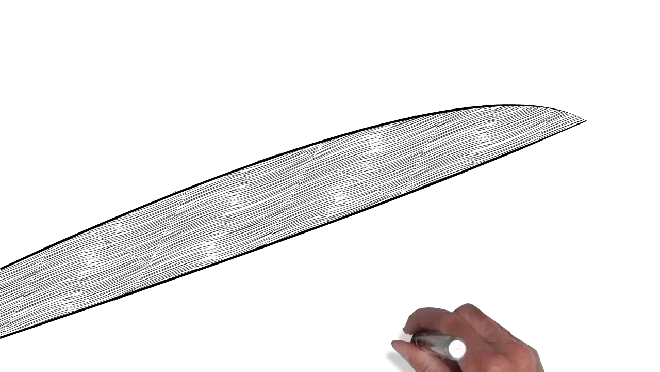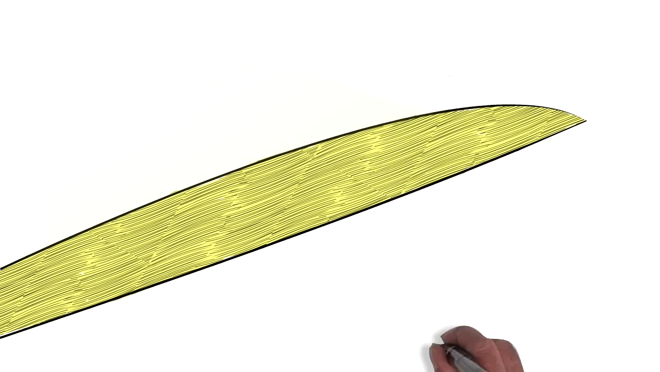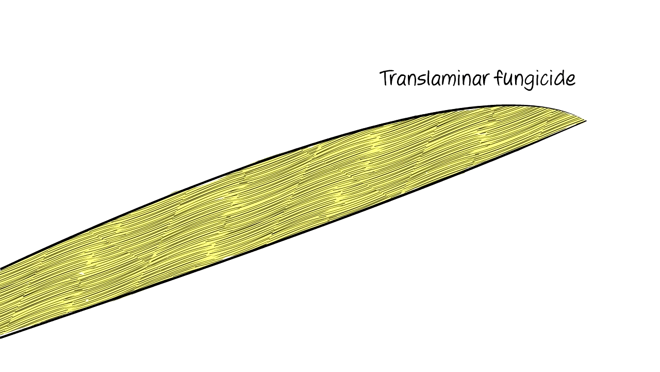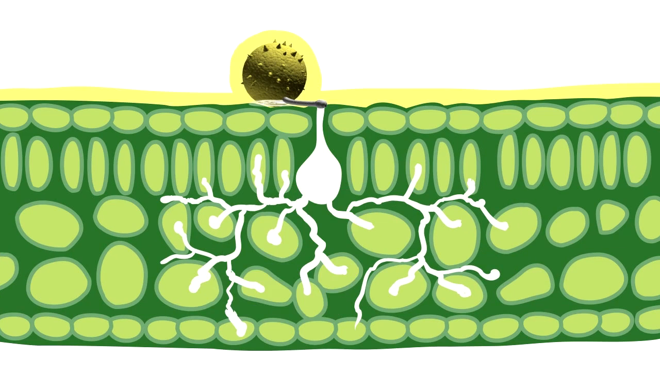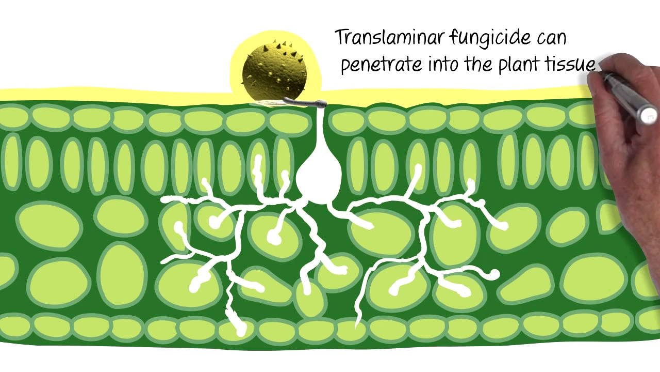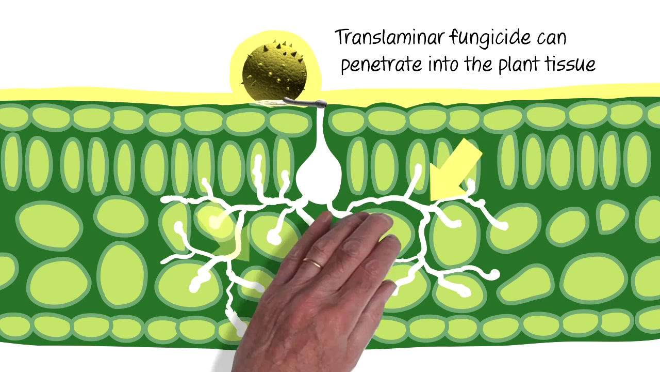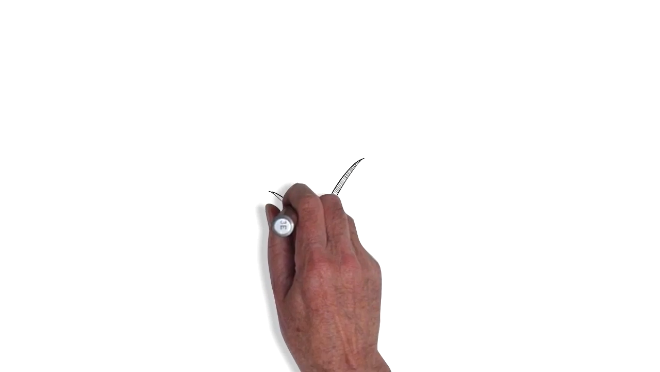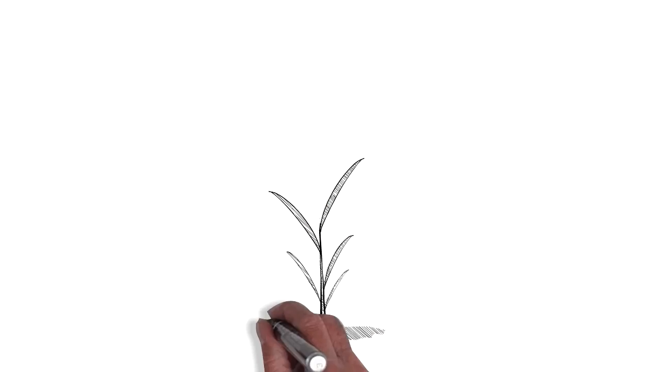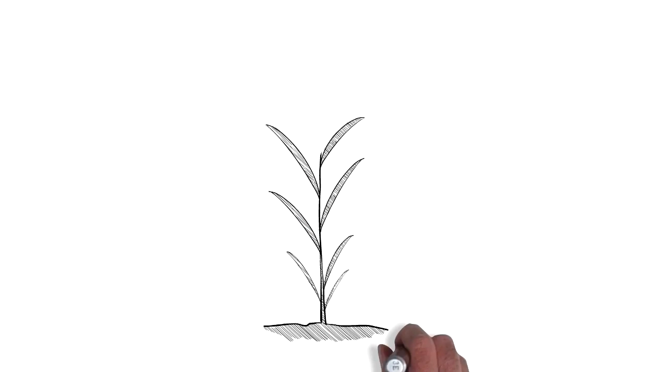The second category of fungicide is translaminar, meaning across the leaf. These penetrate into the plant tissue and so can reach fungal infection that has already taken place. The third category of fungicide is systemic. This is also translaminar, penetrating the plant tissue, but once inside, moves throughout the plant, controlling the disease.